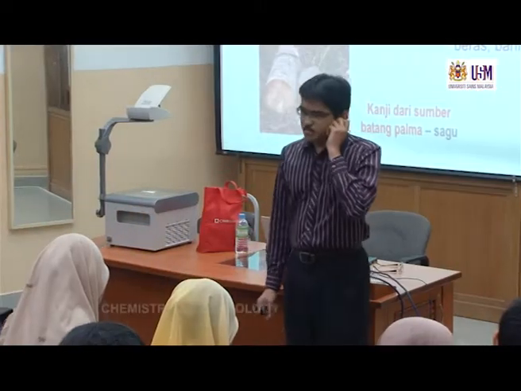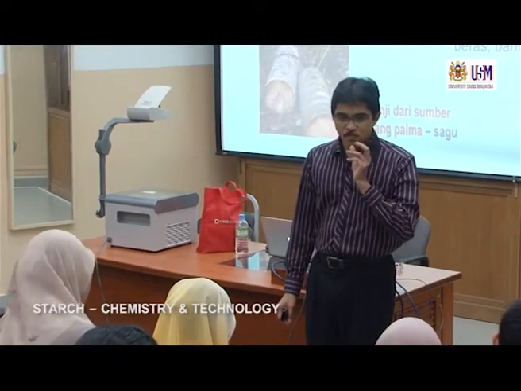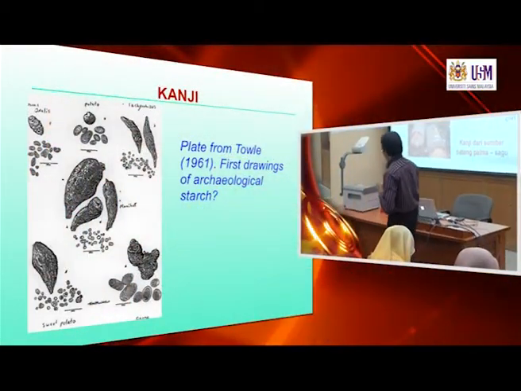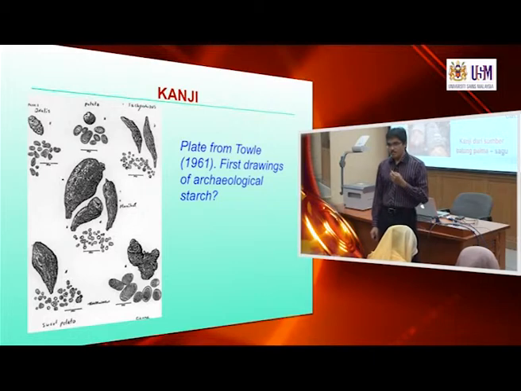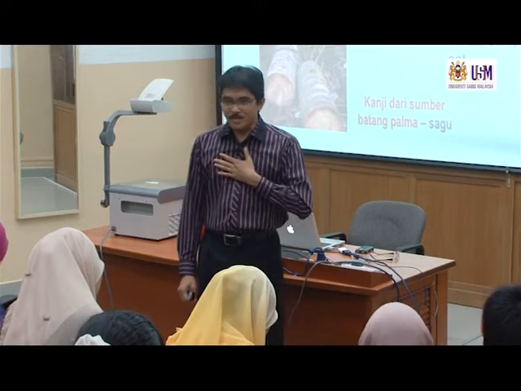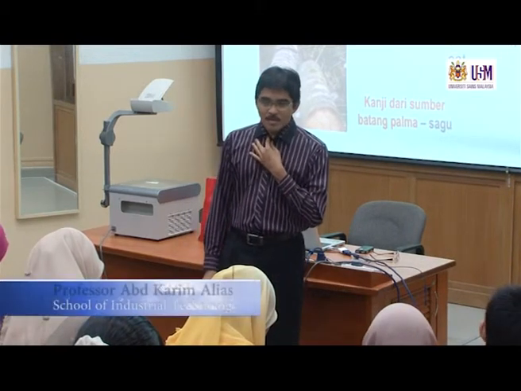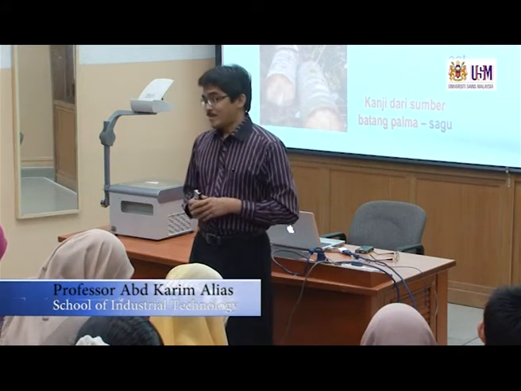Where do we get starch? Starch is actually a form of storage carbohydrate. So since it is a type of storage carbohydrate, it will be found in the storage organ of the plant. And in human beings, excess starch also will be stored.